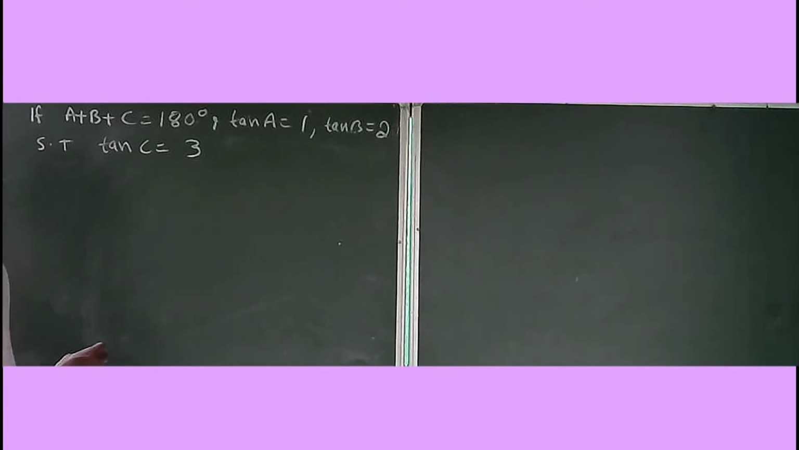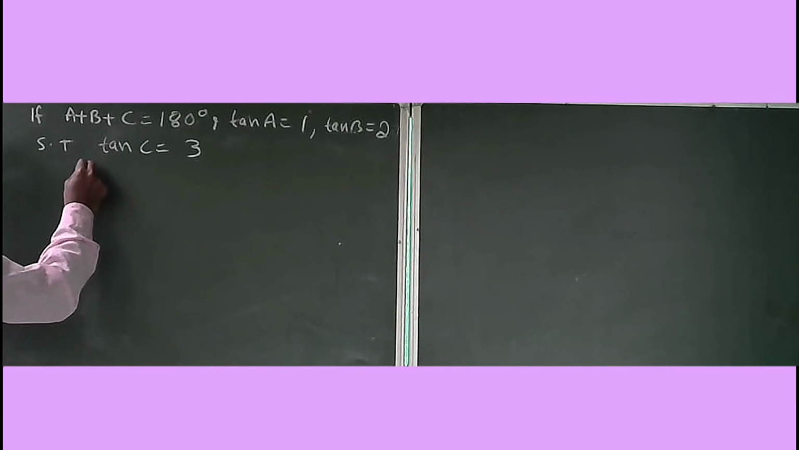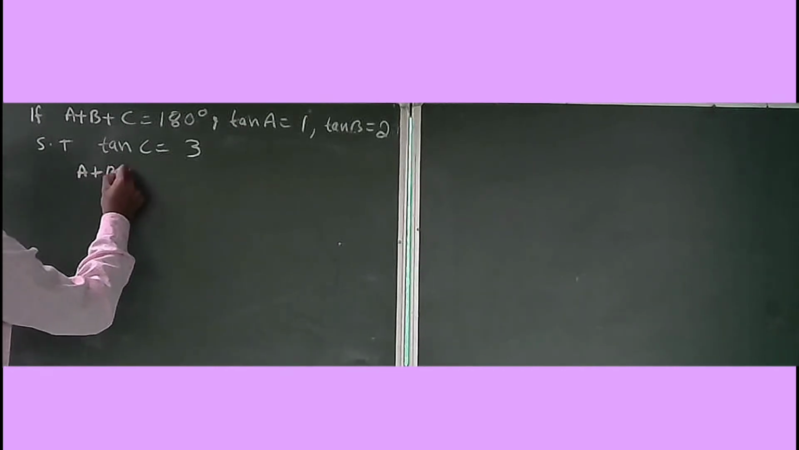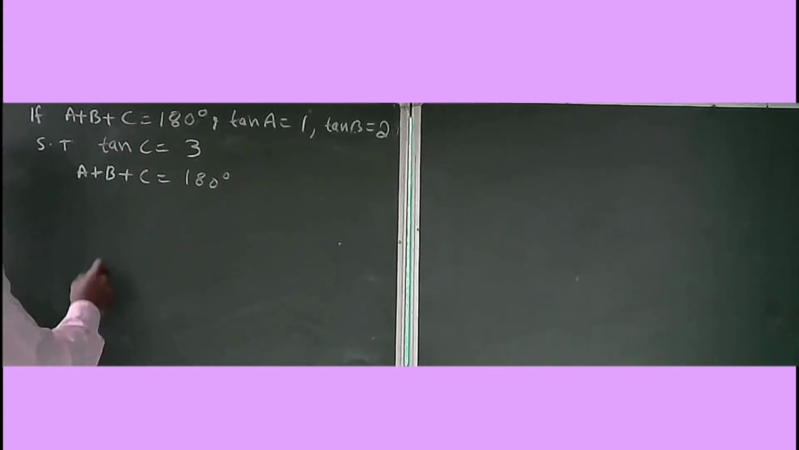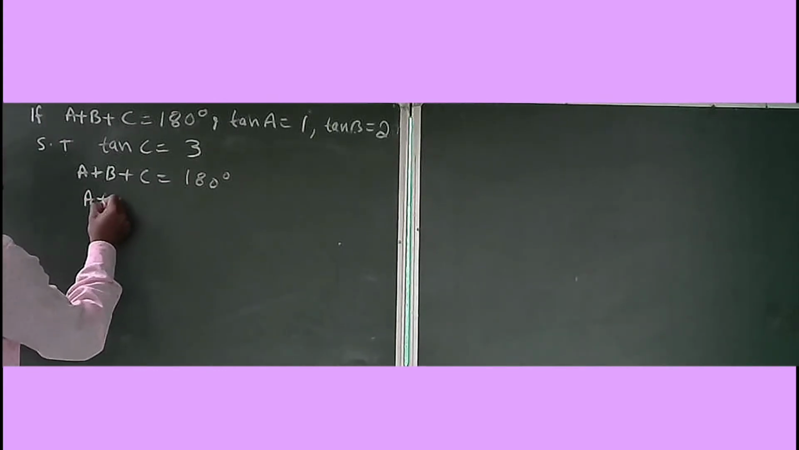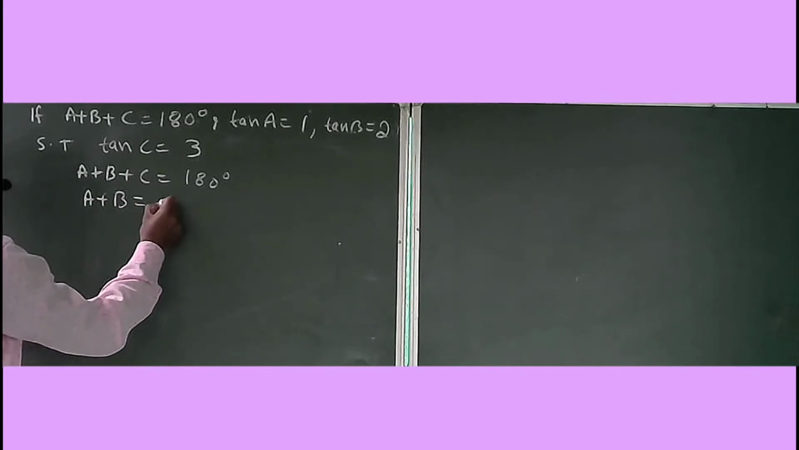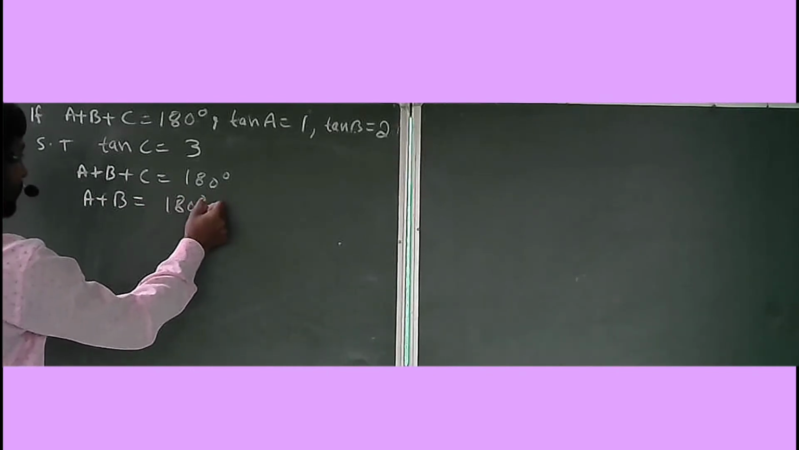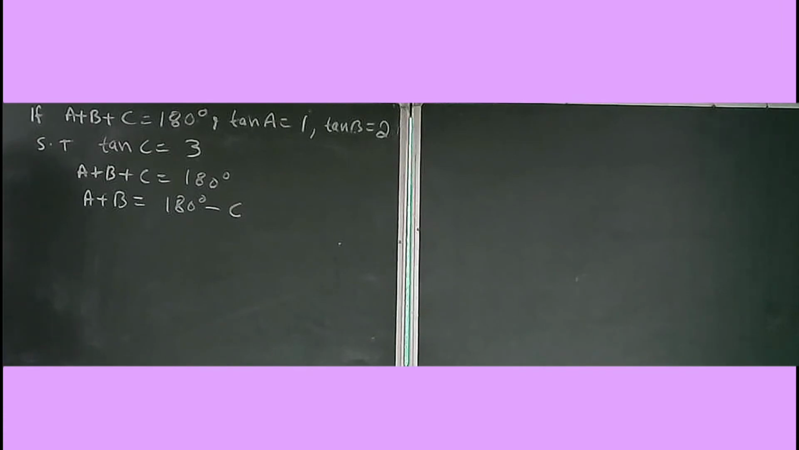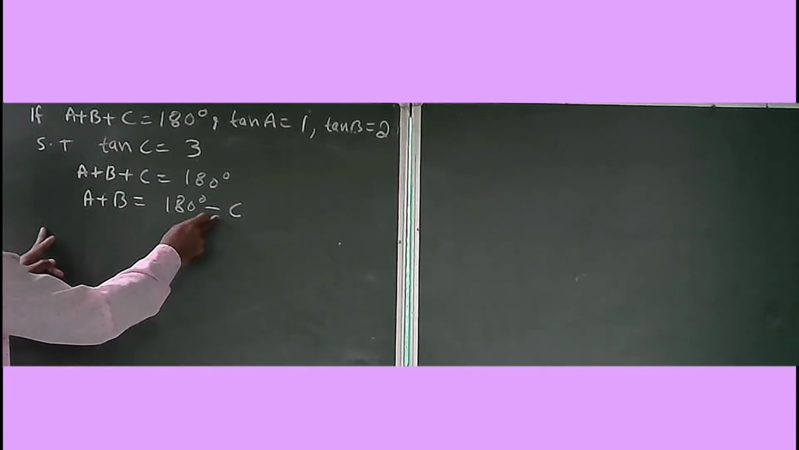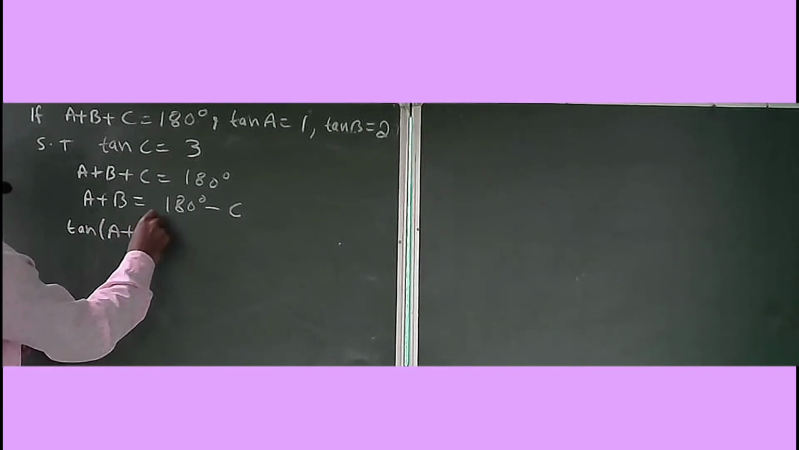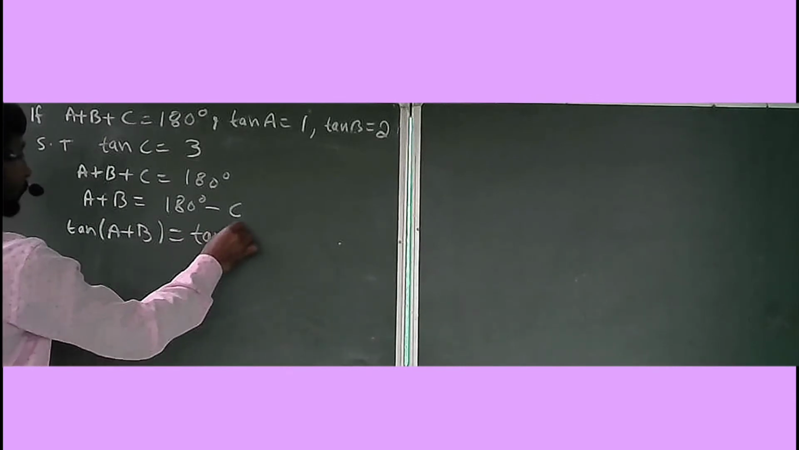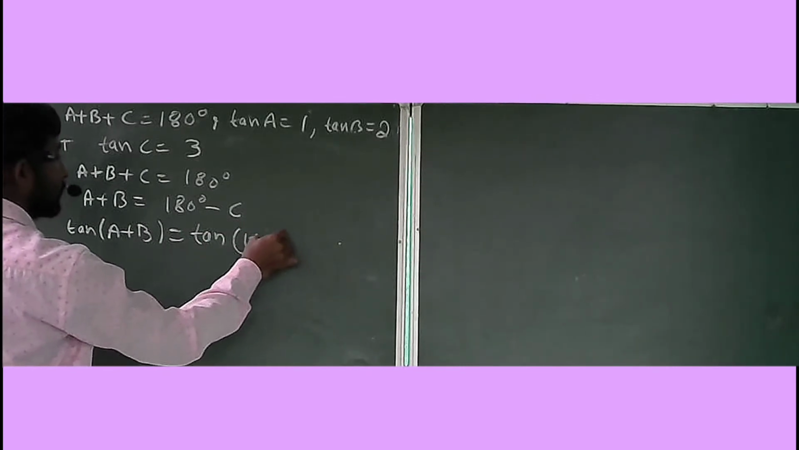To prove this one, first consider the given question. A plus B plus C is equal to 180 degree. Next, what's the value of A plus B? A plus B is equal to 180 degree minus C. In the next step, take tan on both sides. Tan of A plus B is equal to tan of 180 degree minus C.